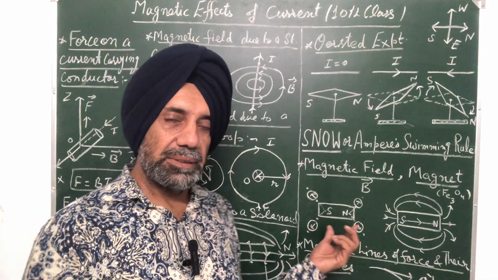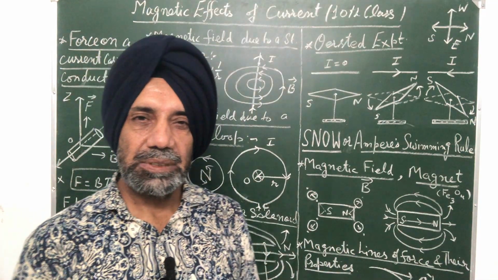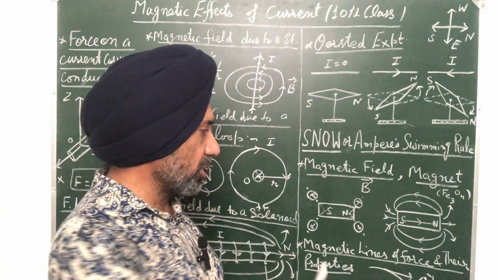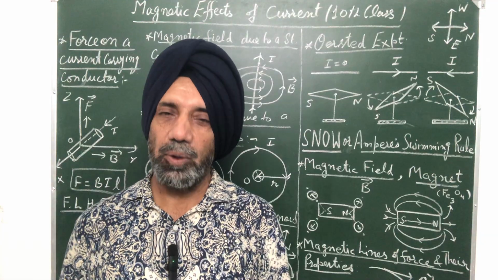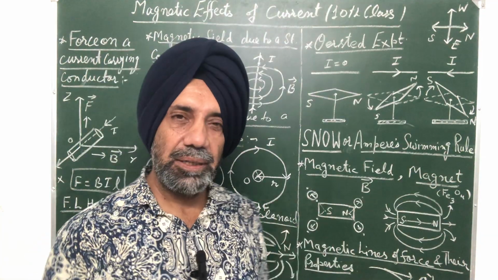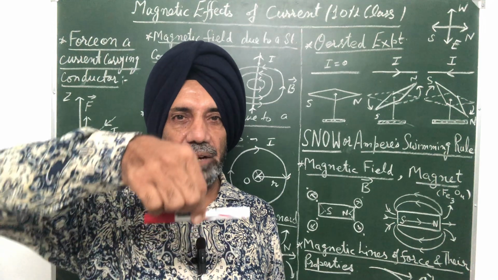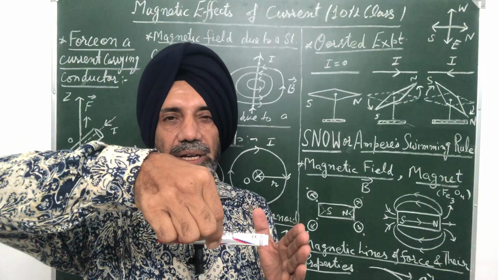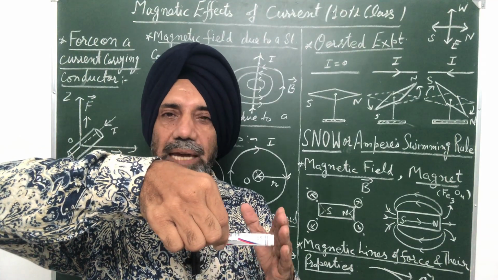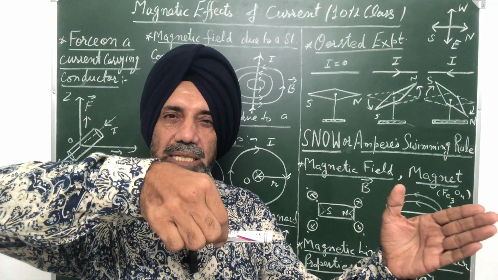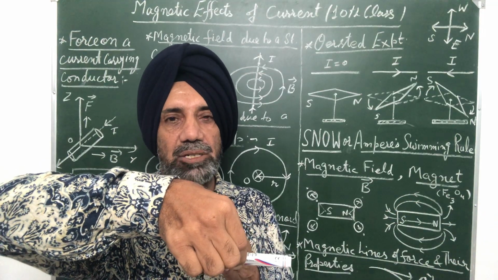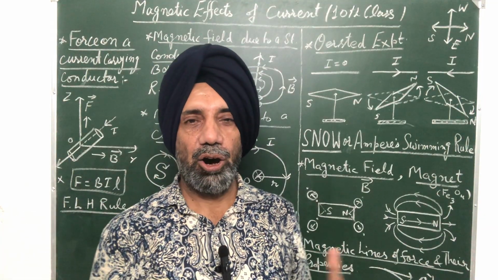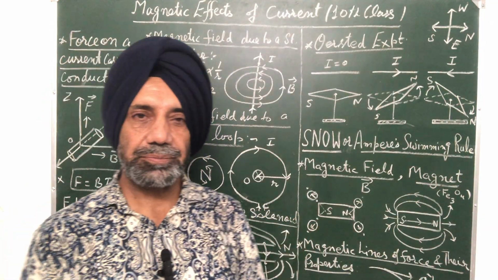Bar magnet has attractive property. It attracts iron, nickel, cobalt, and this attraction is found to be maximum at these poles, north and south pole. It has directive property. When a bar magnet is suspended freely like this, it aligns in a particular direction known as geographical north-south direction. And the end which points toward geographical north is called north pole, and end which points toward geographical south is called south pole. So in this way we can find north and south pole of a magnet.